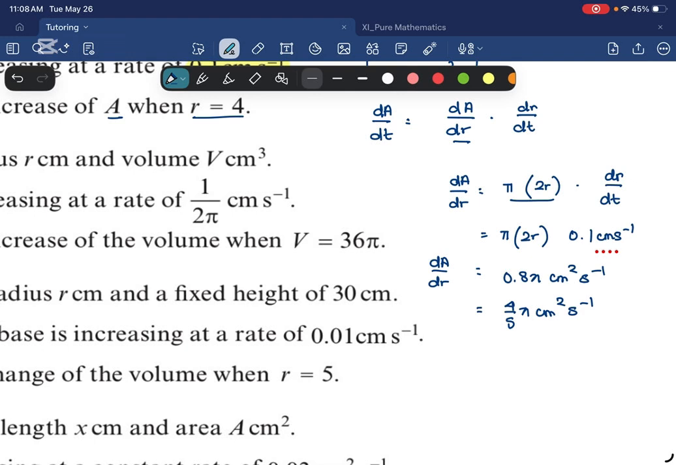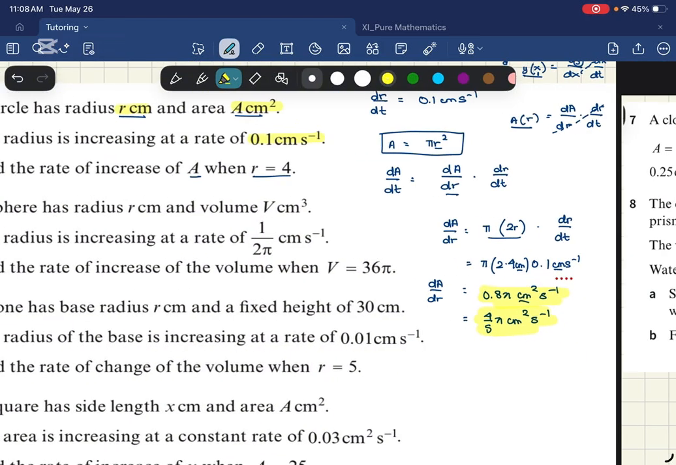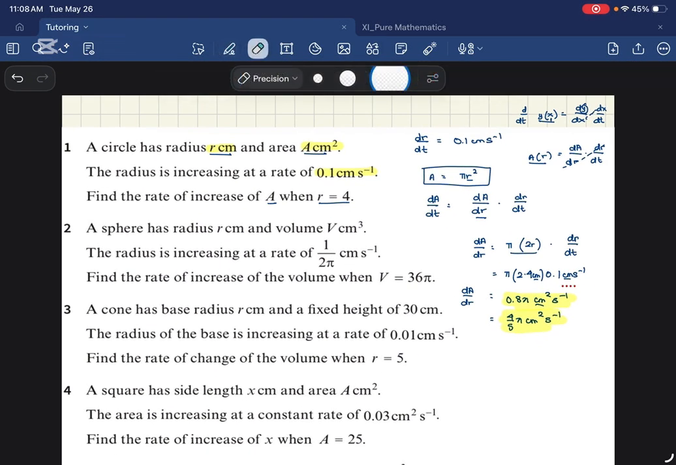Because r is 4 centimeters, right? So you are substituting 4 centimeters, so centimeters times centimeters gives centimeters squared per second. You have to be careful with your units as well. So this is your answer. And sorry, there's a commotion going on nearby. So 4 over 5 is 0.8, right? So this is your answer. All right, so we are done with question 1.